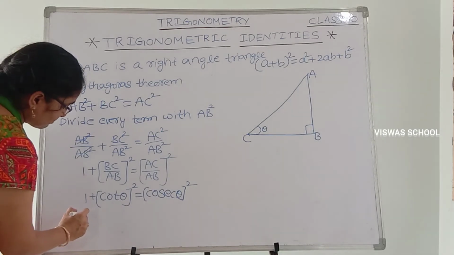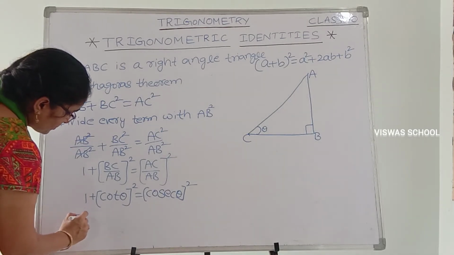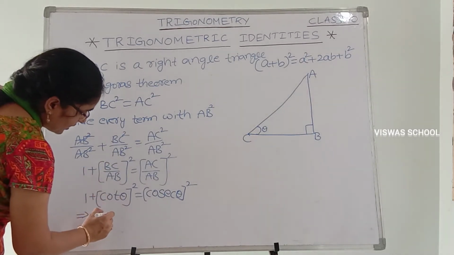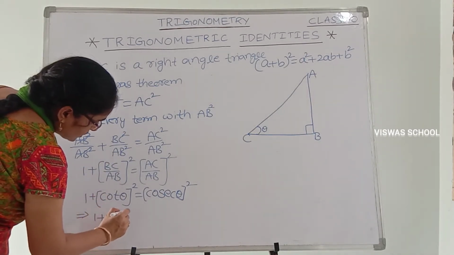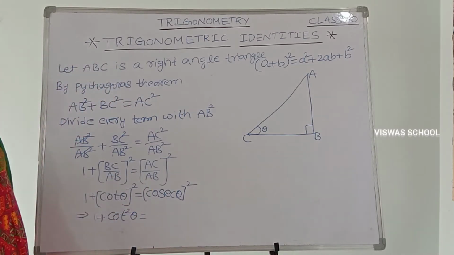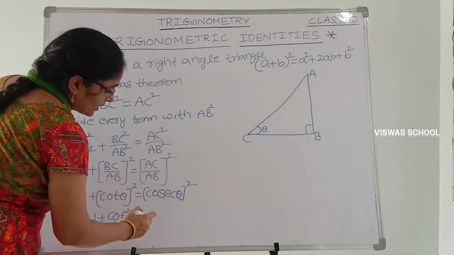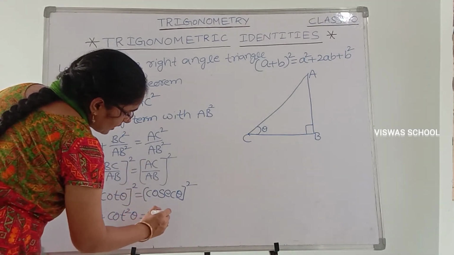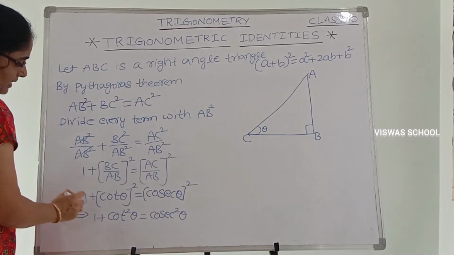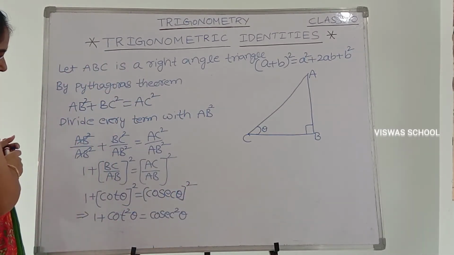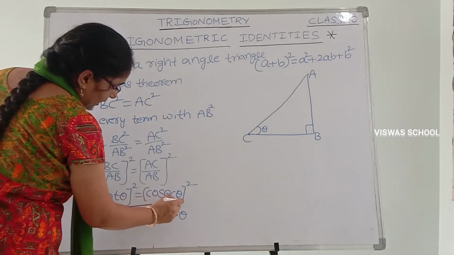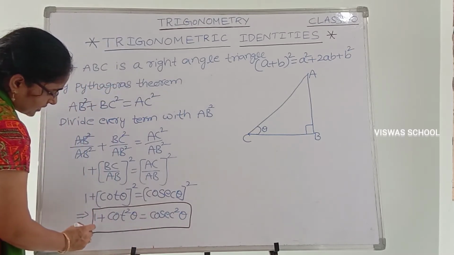That means it can be written as what? 1 plus cot theta whole square. That is cot square theta it is equals to. Now right hand side is cosecant theta whole square. That is cosecant square theta. 1 plus cot square theta equals to cosecant square theta is the second trigonometric identity.